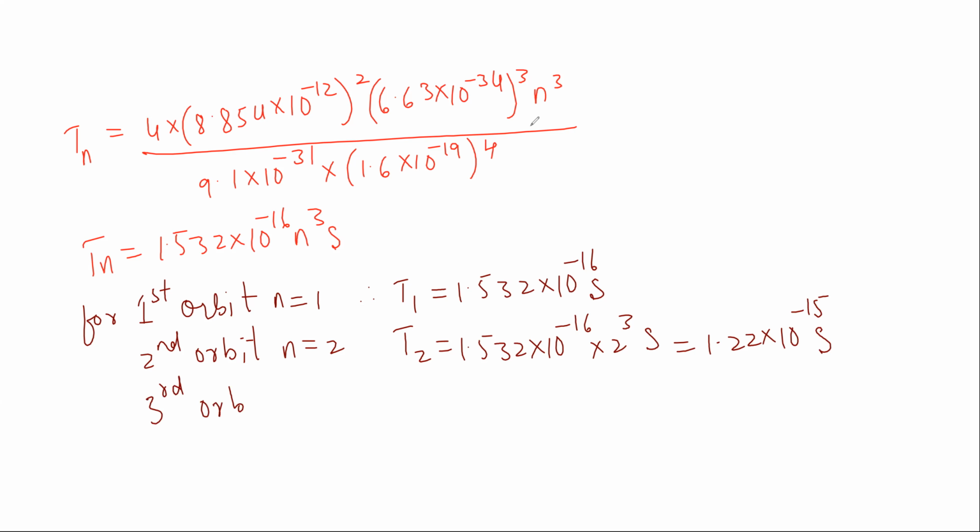For the third orbit, n is equal to 3, so T3 is equal to 1.532 into 10 to the power of minus 16 into 3 cube, which gives 4.10 into 10 to the power of minus 15 seconds.